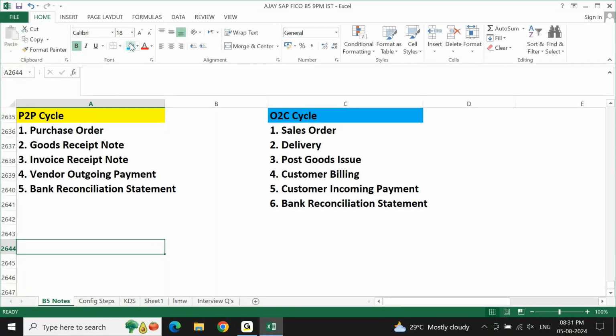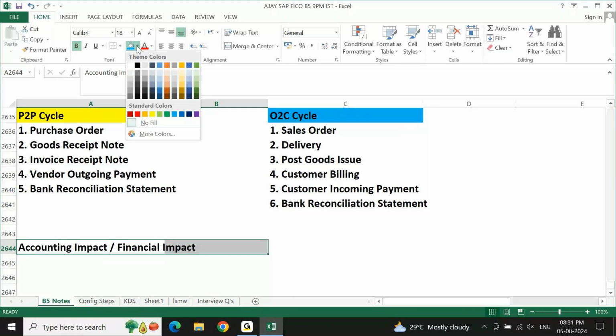When you're talking about it, let me talk about one important point called accounting impact or financial impact. Let me highlight this with, let's say, green color.